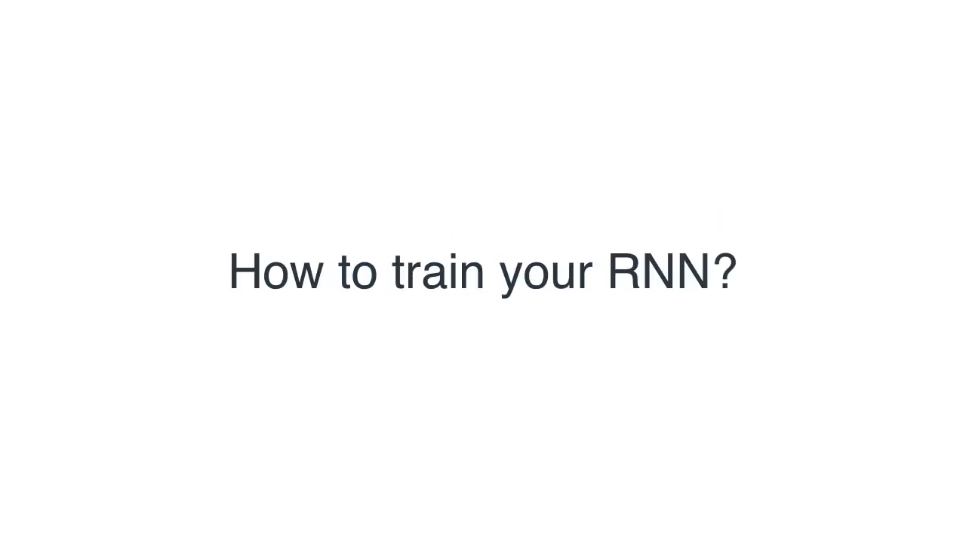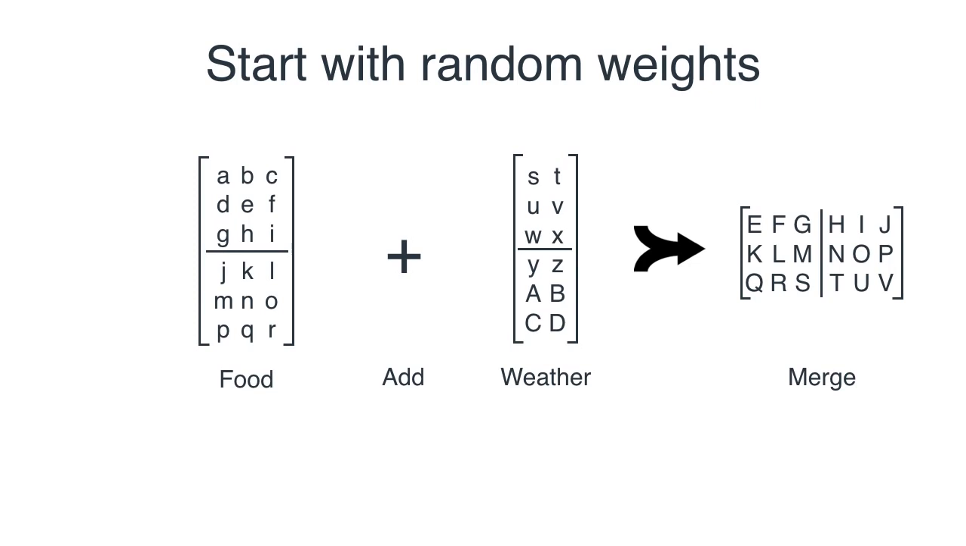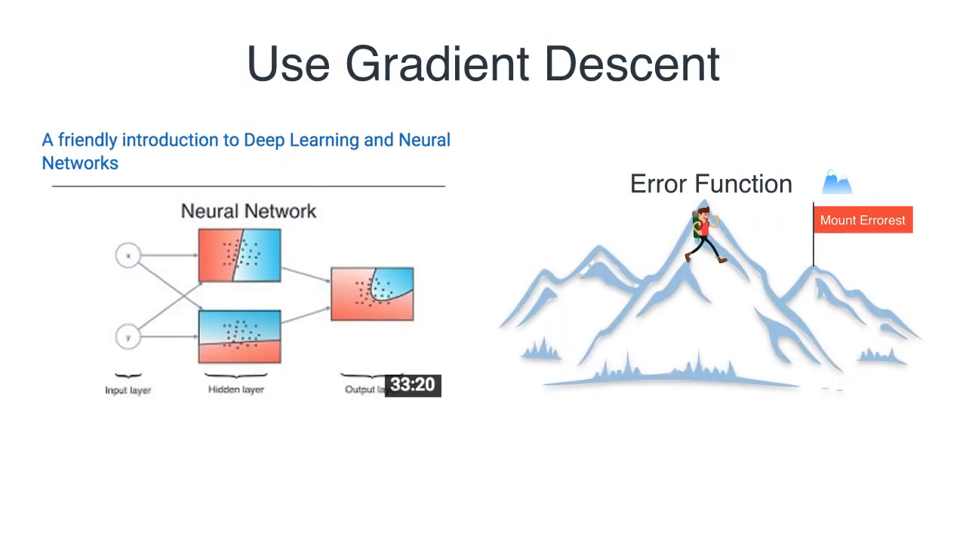But now the next question is how to train a recurrent neural network. And I won't get too deep into this, but the idea is something like this. Our neural network really depends only on these parameters, right? These are the right weights that make our model great. And the way to train them is to start with some random weights. So imagine if A, B, C, D, E, F, and all the way to capital V are just random numbers, and we train them using gradient descent.